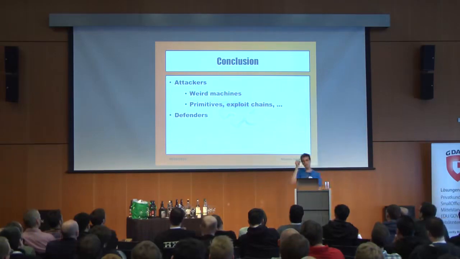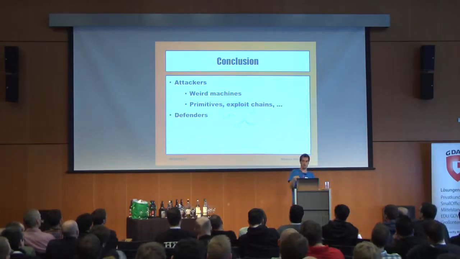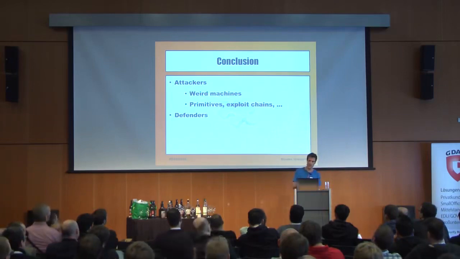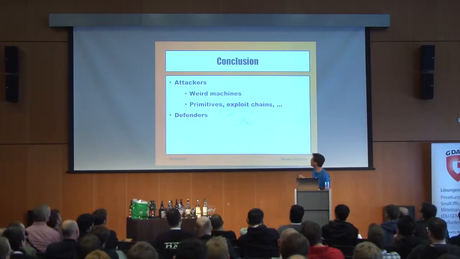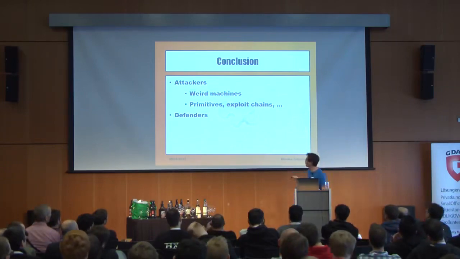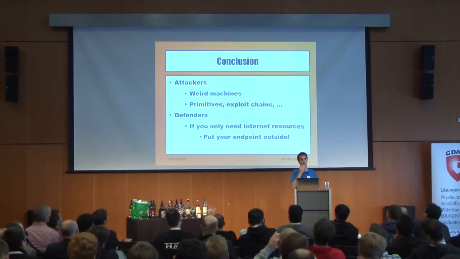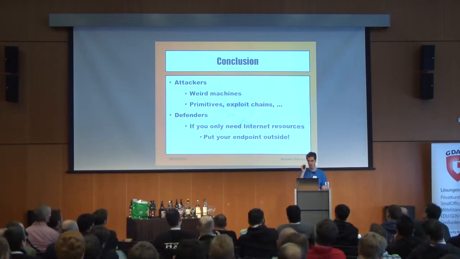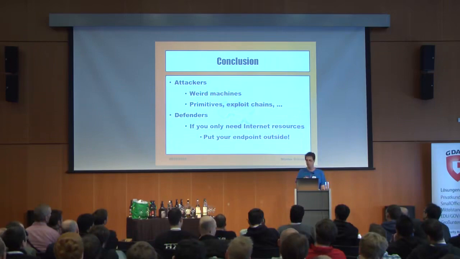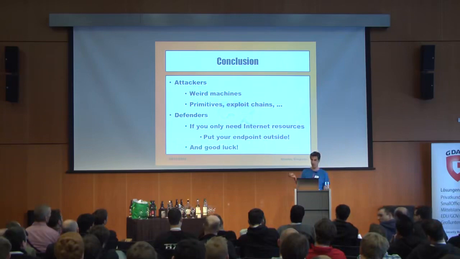Oh, maybe I have a conclusion, so quick. Attackers, if you really think about it, welcome to the world of weird machines. I mean, like everything in InfoSec, as soon as you are deep inside it, you will see the weird machines. You will think about primitives, you will think about exploit chains, and if you want to discuss this kind of stuff tonight, you are more than welcome. And defenders, if you really need to access only public resources, put your outbound proxy outside. On EC2, on Cloudflare, I don't care, but do not take any risk if it's not necessary. And outside of that, good luck.